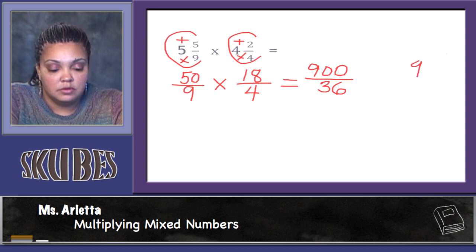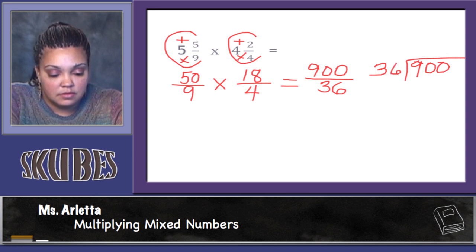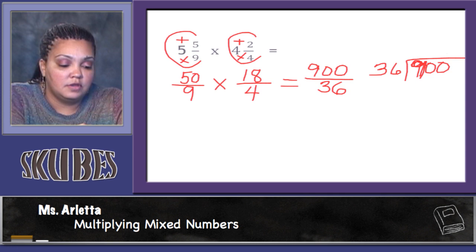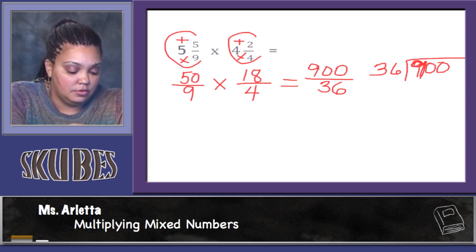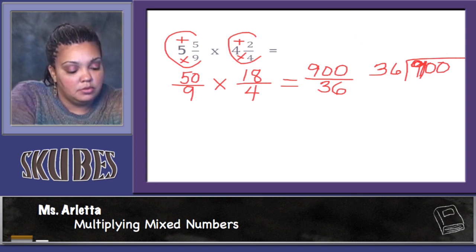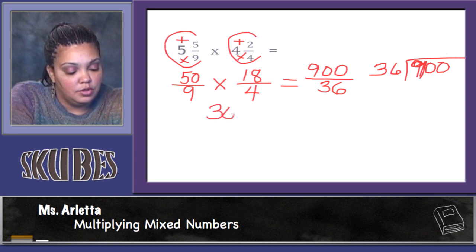$900 divided by 36. 36 times, let's try 2. I think I'll put it down here to make it a little bit clearer for you.